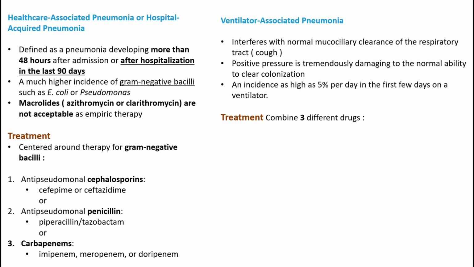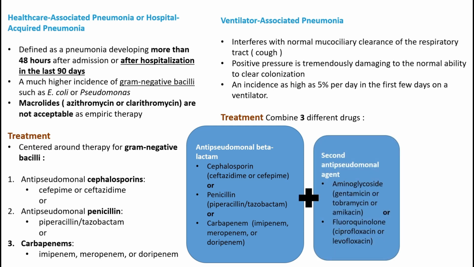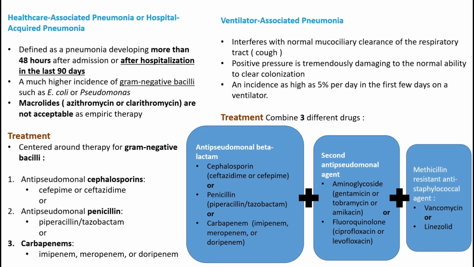To treat the ventilator-associated pneumonia, we have to combine three different drugs. First, we are going to use one of the anti-pseudomonal beta-lactams that we previously mentioned in this video. Plus, we are going to use a second anti-pseudomonal agent like aminoglycosides, like gentamicin or tobramycin or amikacin, or one of the fluoroquinolones like levofloxacin. Plus, we are going to use one of the methicillin-resistant antistaphylococcal agents like vancomycin or linezolid.